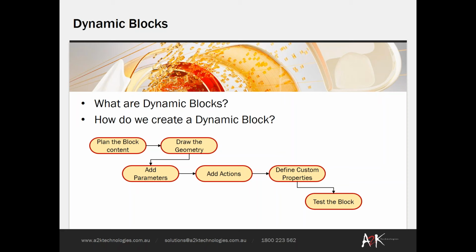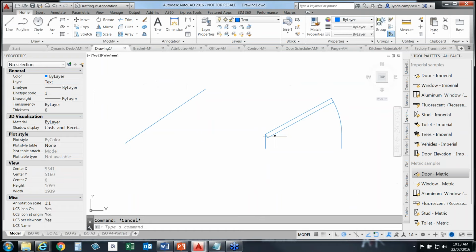Once we finish with adding our actions, we define our custom properties. They could include grips, labels, and even preset values. So like those ranges of the length of the door, we put those ranges in, or we list particular parameters there as well. We also have a test ability within our block creation, and we can test the block to make sure that it's performing according to what we're actually expecting it to do. So let's have a look at that in a bit more detail.